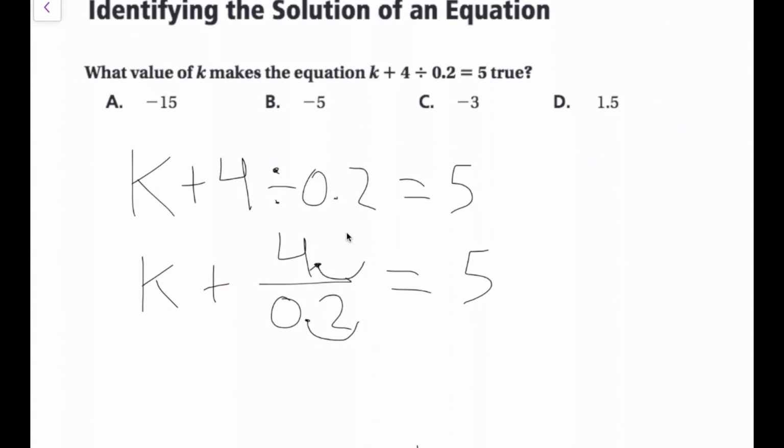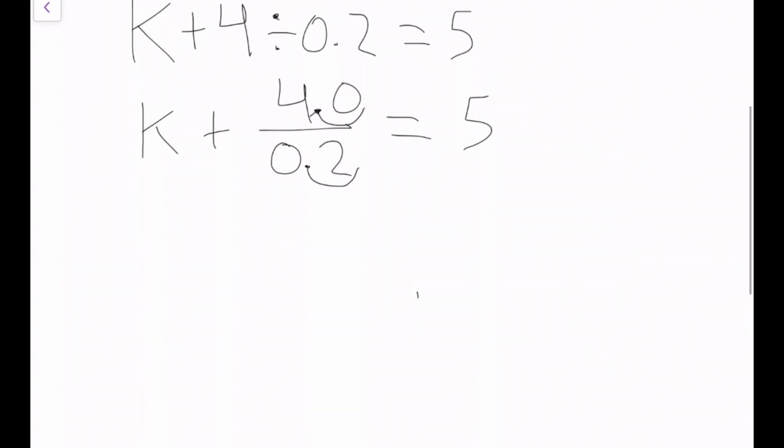But if there's nothing to put here, I need a placeholder. So what placeholder am I going to use? It's going to be 0. So now this becomes k plus 40 over 2, because 0.2 is the same thing as 2. And notice how I'm showing every single step of my work here. This is exactly what I want you guys to be doing.